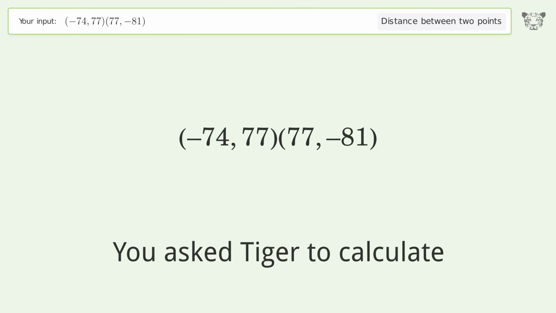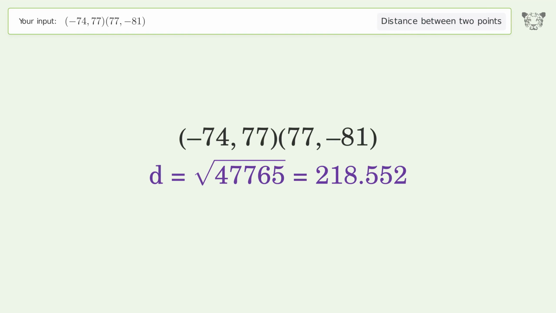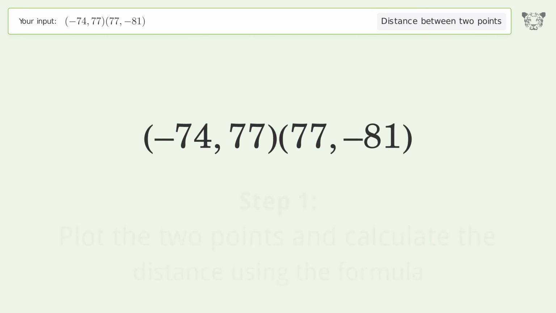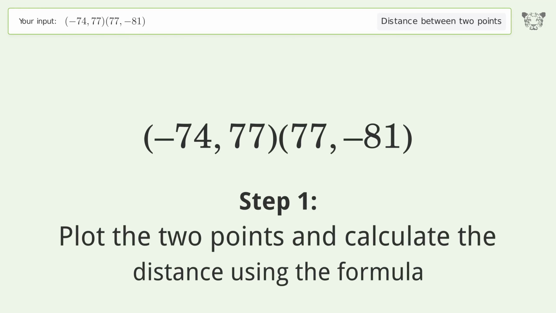You ask Tiger to calculate. This deals with the distance between 2 points. The distance between the 2 points is the square root of 47,765 or 218.552. Let's solve it step by step. Plot the 2 points and calculate the distance using the formula.